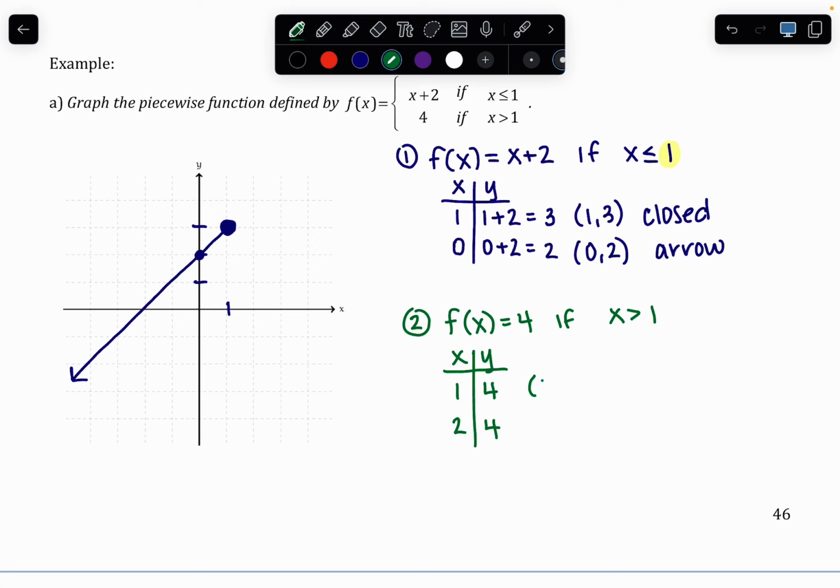So we have the ordered pair 1, 4. Is that going to have an open or closed circle? Open. We know it's open because it's greater than. There's no equal to. And then at the ordered pair 2, 4, closed, open, or arrow? Arrow, because it's going to continue on. It doesn't matter which value of x as long as it's greater than 1. So if we plot these, we have an open circle at 1, 4, a point at 2, 4. That's going to extend to an arrow.